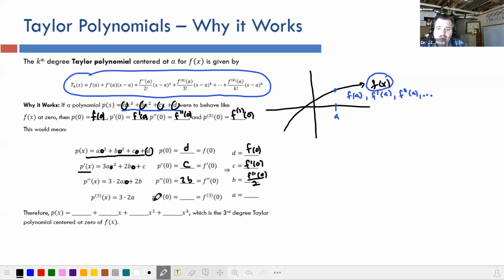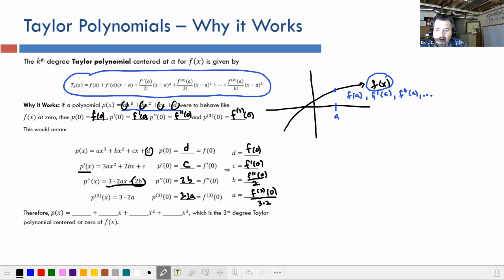And then finally, for the third derivative right here, maybe I should erase these so you can see how the derivatives are working, right? So for the third derivative, you take a derivative of this, and so you get 3 times 2 times a, and then plus 0, because this is just a constant. And so when you plug in 0, you just get 3 times 2 times a. And so what's a equal to? Well, it's just the third derivative evaluated at 0 of this function f, and then divided by 3 times 2.